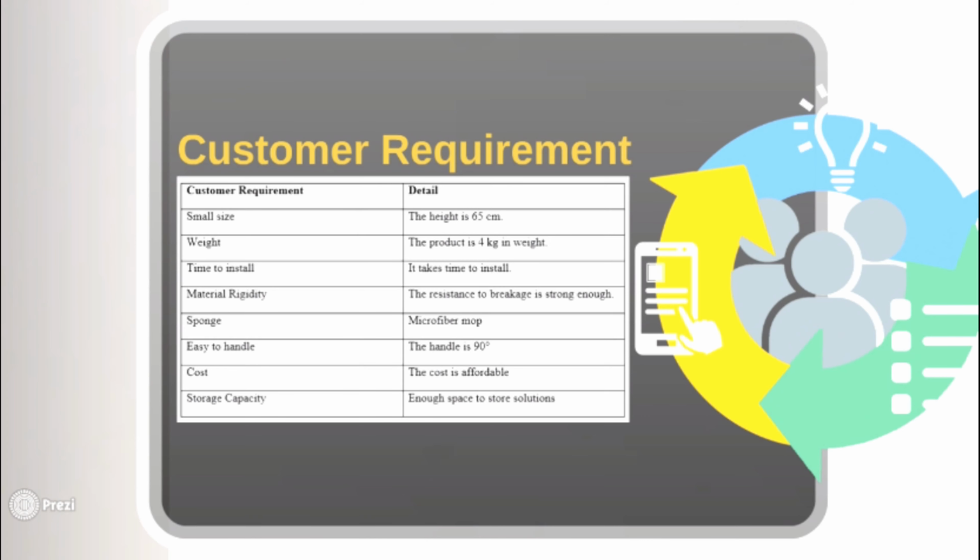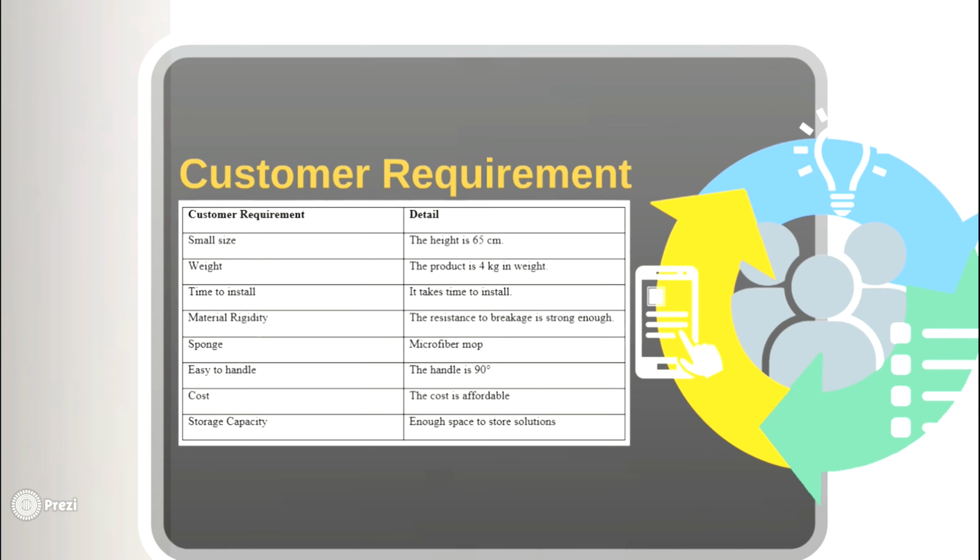We make our size smaller compared to what is available on the market. The weight is also quite light, and the time to install takes a little longer but certainly will be worth the time. The material rigidity is strong enough for resistance to breakage. We use a microfiber mop for our sponge and the handle is 90 degrees. The cost is affordable and the storage capacity is more than enough to store a cleaning solution.